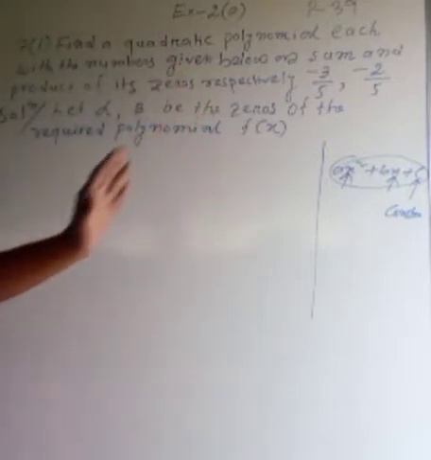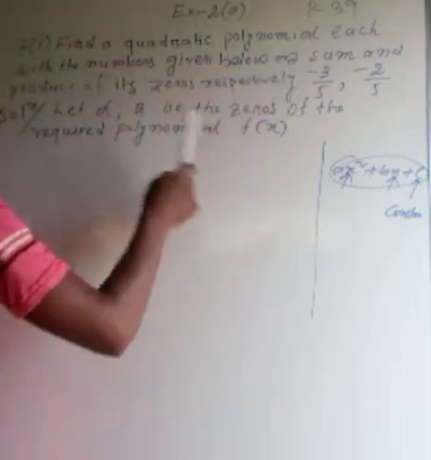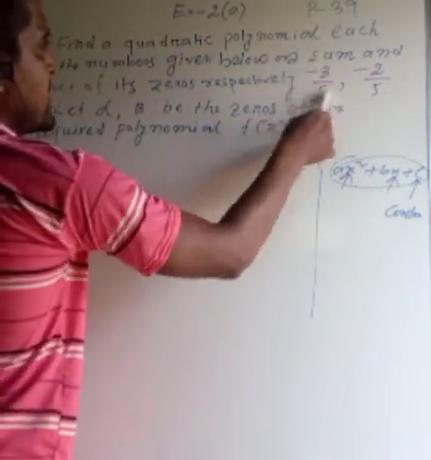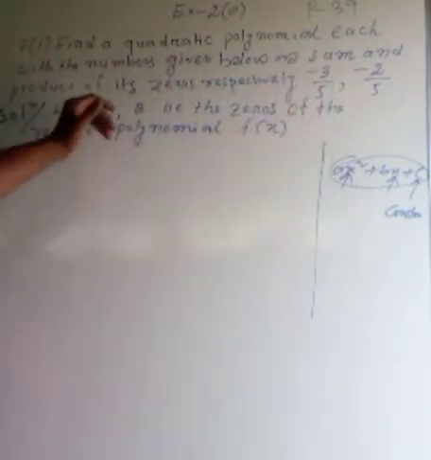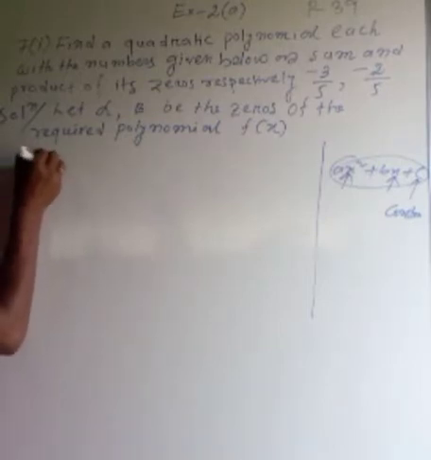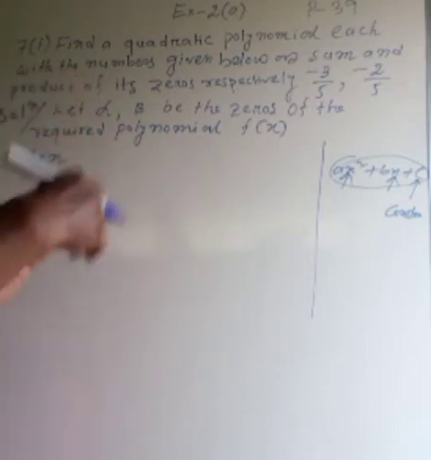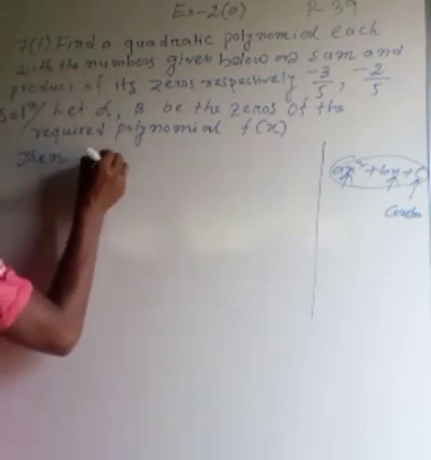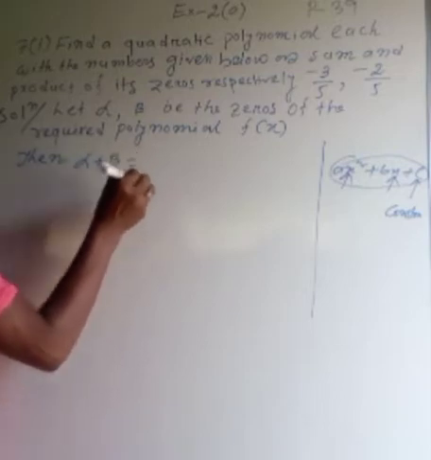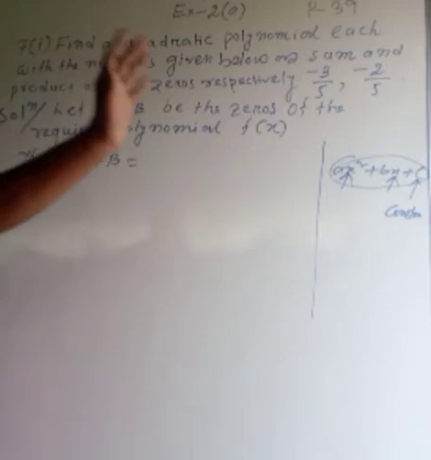According to the question, what is given? They have given the sum of the zeros. This is the first one, minus 3 by 5. So alpha and beta are the zeros. According to the question we can write, or we can go directly. Then sum means what? Plus. So we will write alpha plus beta. Alpha means the first zero, beta means the second zero.